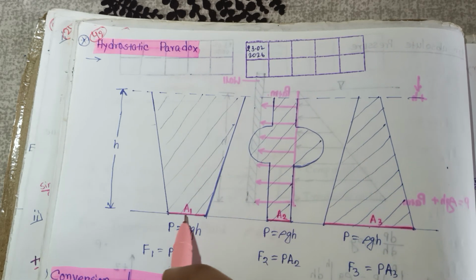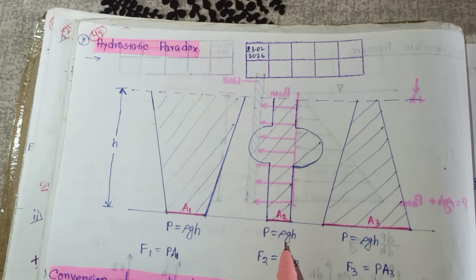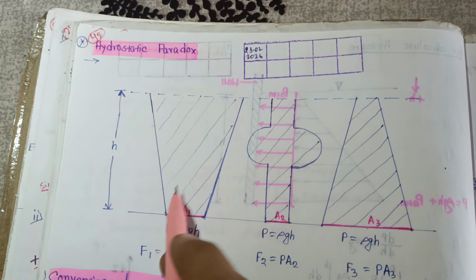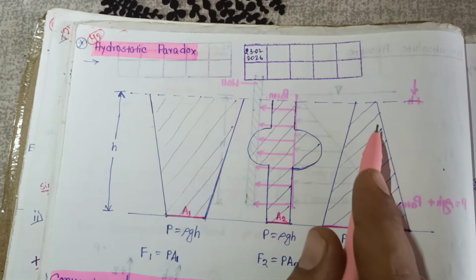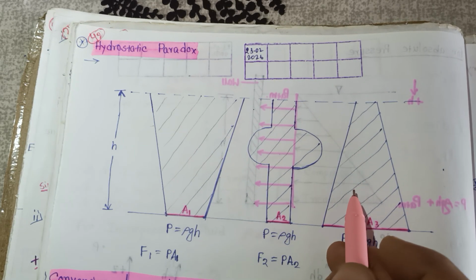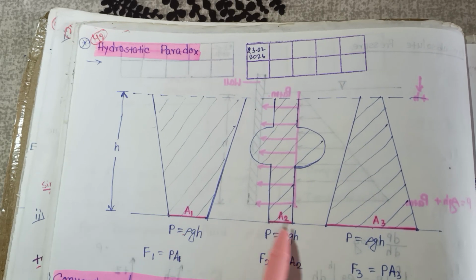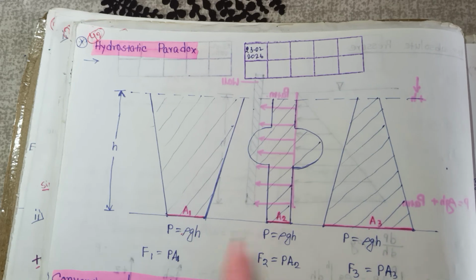The pressure here, P equals rho gh. Here also the pressure equals rho gh, and here also the pressure is rho gh. There is a fluid inside this shape, a fluid inside this shape, and a fluid inside this shape, a static fluid. So the pressure is the same at the same location.